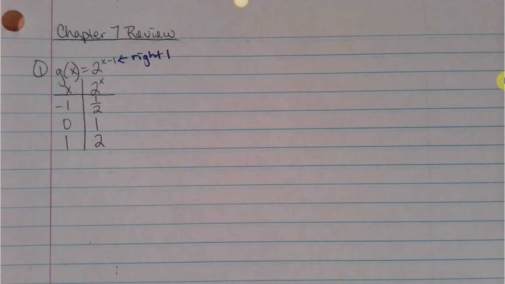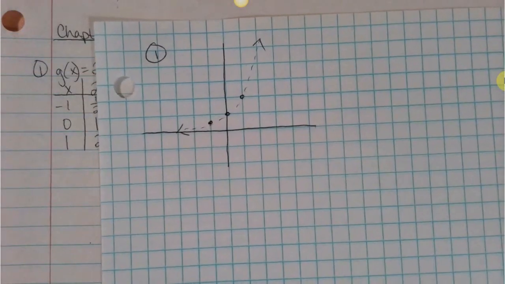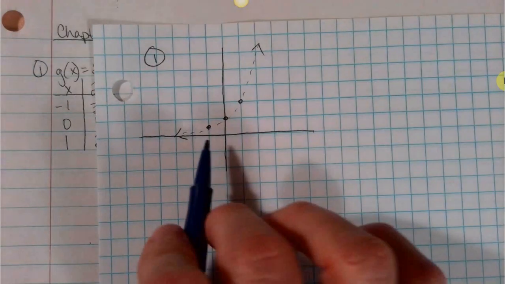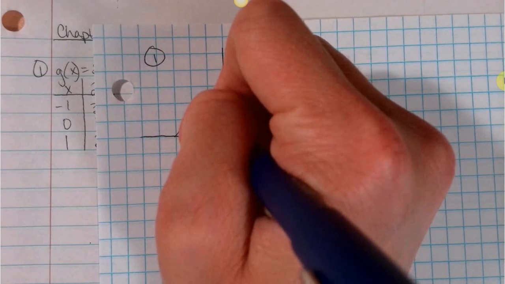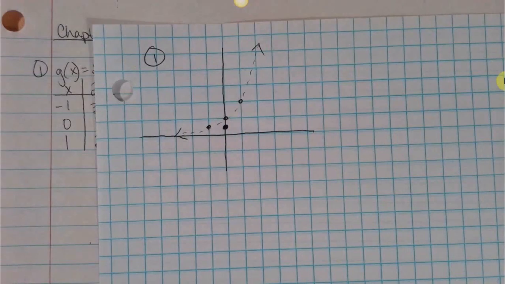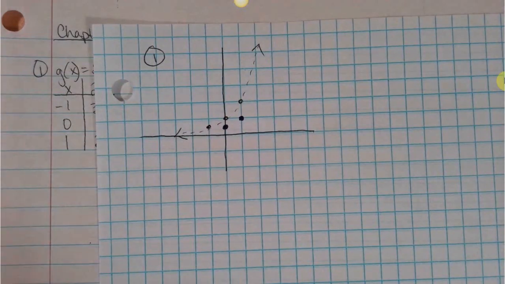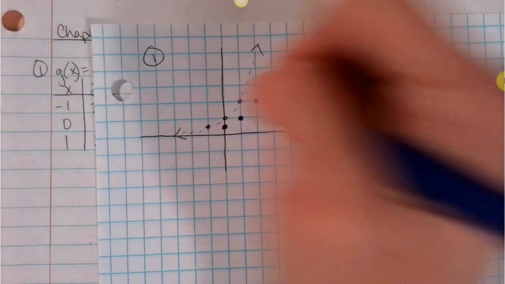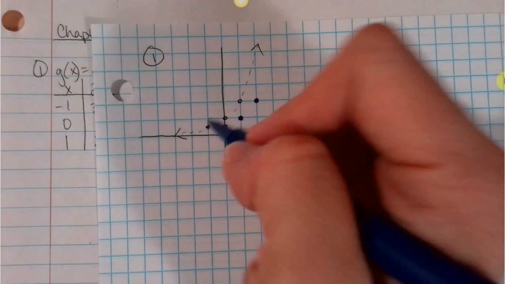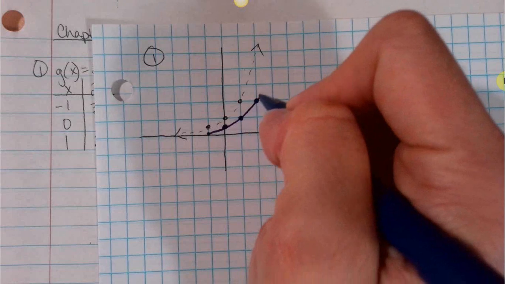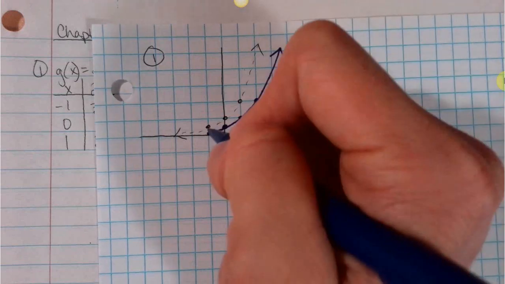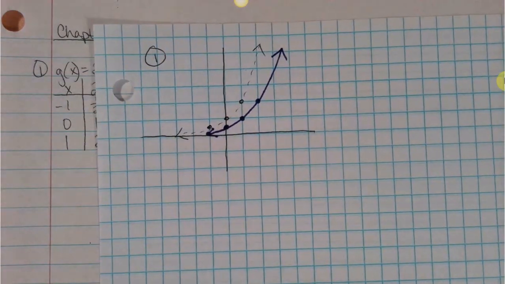So we're going to shift all of our original points to the right 1. So that moves this first point to (0, 1/2), the second one to (1, 1), and the third one to (2, 2). And then we connect those to get the graph of g of x.